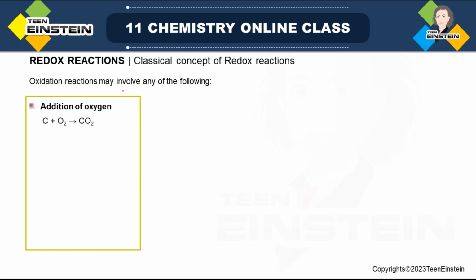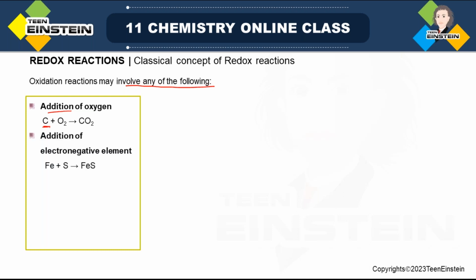So an oxidation reaction may involve any of the following. The first equation that you are seeing here is carbon plus oxygen, and we get carbon dioxide. So it is basically addition of oxygen. Addition of oxygen to what? To carbon, obviously. When there is addition of oxygen to any particular element, then you can say that the element is oxidized. So this is an oxidation reaction example.